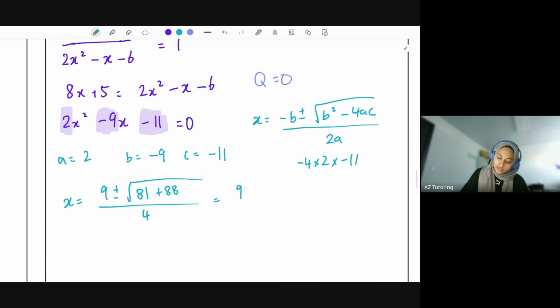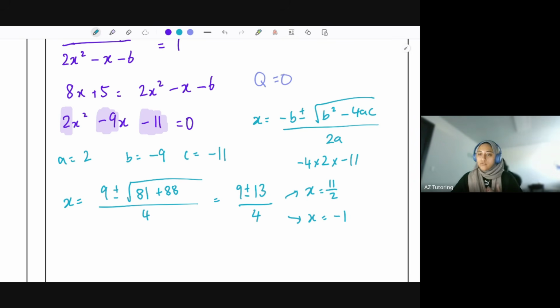Okay, so we've got 9 plus or minus the square root of 81 plus 88, which gives me 169. And the square root of 169 is 13, divided by 4. So I get two answers for x. I'm going to get 9 plus 13, which is 22, and 22 divided by 4 is 11 over 2. And then I can do 9 minus 13 divided by 4, which just gives me minus 1. So it's a lot better practice just to do it all in parts.